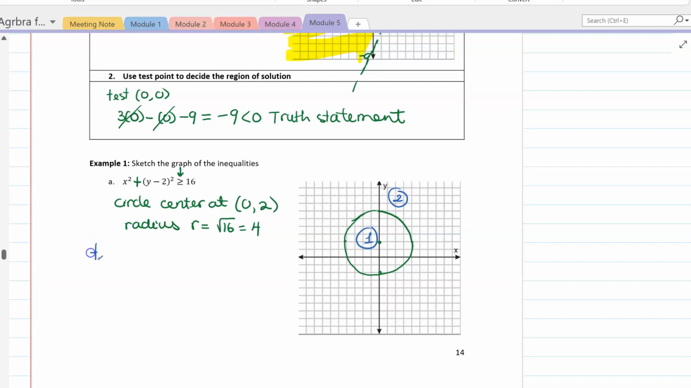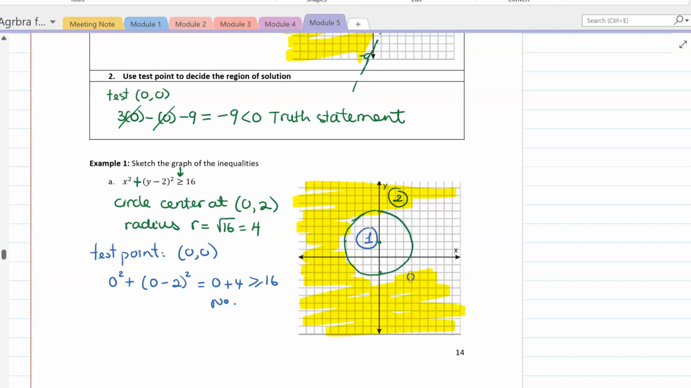I go ahead and pick a test point. Again, we'll pick a test point that is not on the line. I go ahead and go with 0, 0. So 0 squared plus 0 minus 2 squared, that is 0 plus 4, greater than 16? No. So this is not a true statement. Since a point in region 1 gives you a not true statement, then the solution for the problem has to be in region 2. So these are the solution.